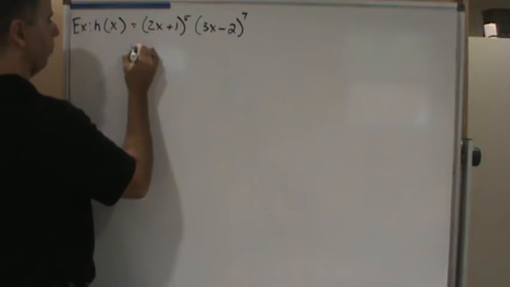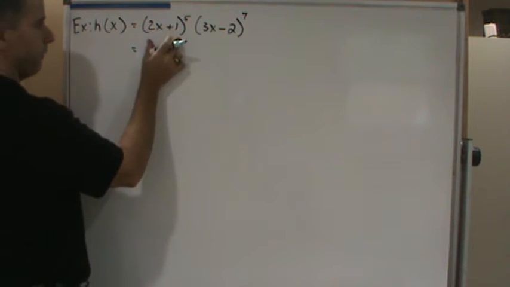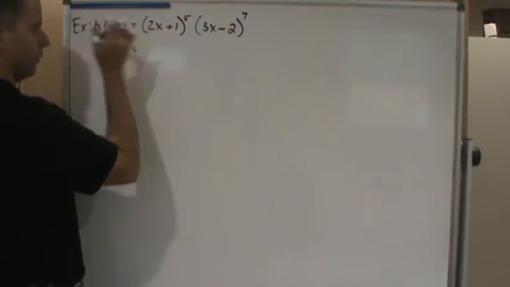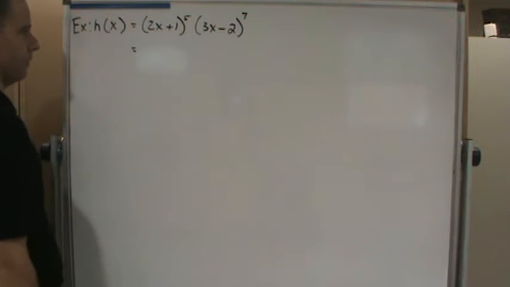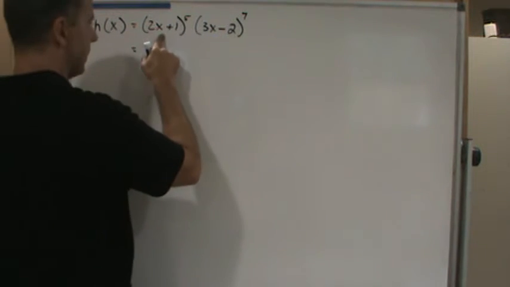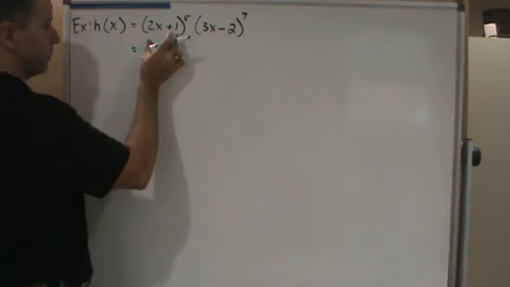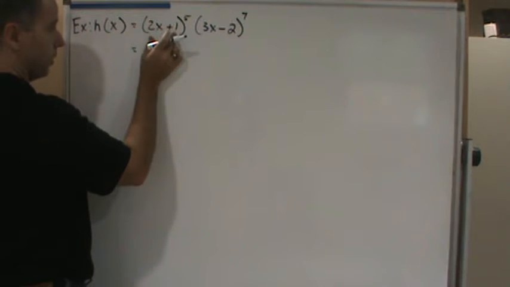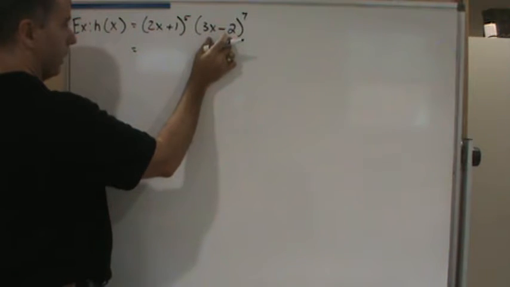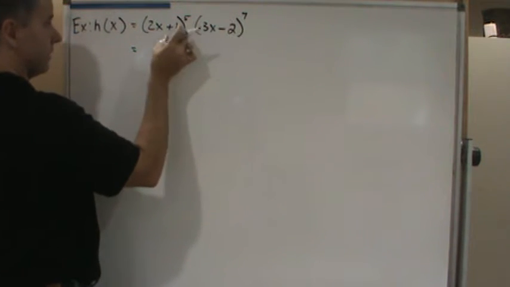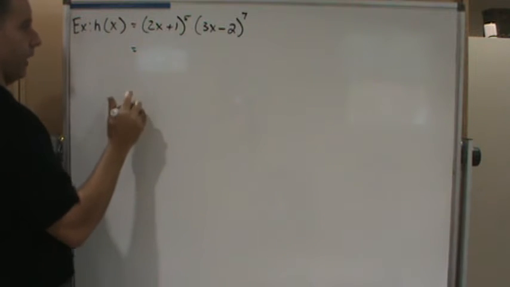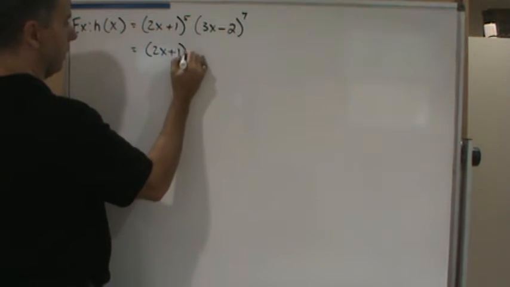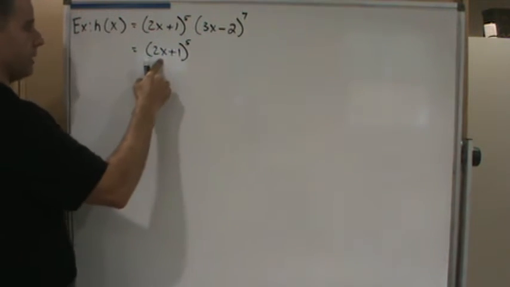So what is it? It's the derivative of the first times the second plus the second times the derivative of the second times the first. Or if you want to think about it this way, again, the order doesn't matter, but it's the first times the derivative of the second plus the second times the derivative of the first. So we could say (2x + 1)^5, so the first times the derivative of the second.